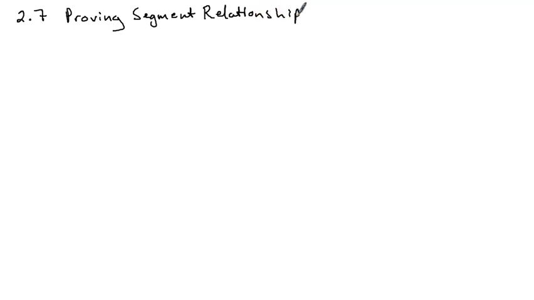Okay, we're back doing some proofs, and we're going to step a little bit closer to actual geometry proofs. We're going to be in section 2.7, and we're going to be proving segment relationships. And that's a fancy way of saying we're going to be doing algebra with some segments. But before we do, we're going to write down 3 more properties.